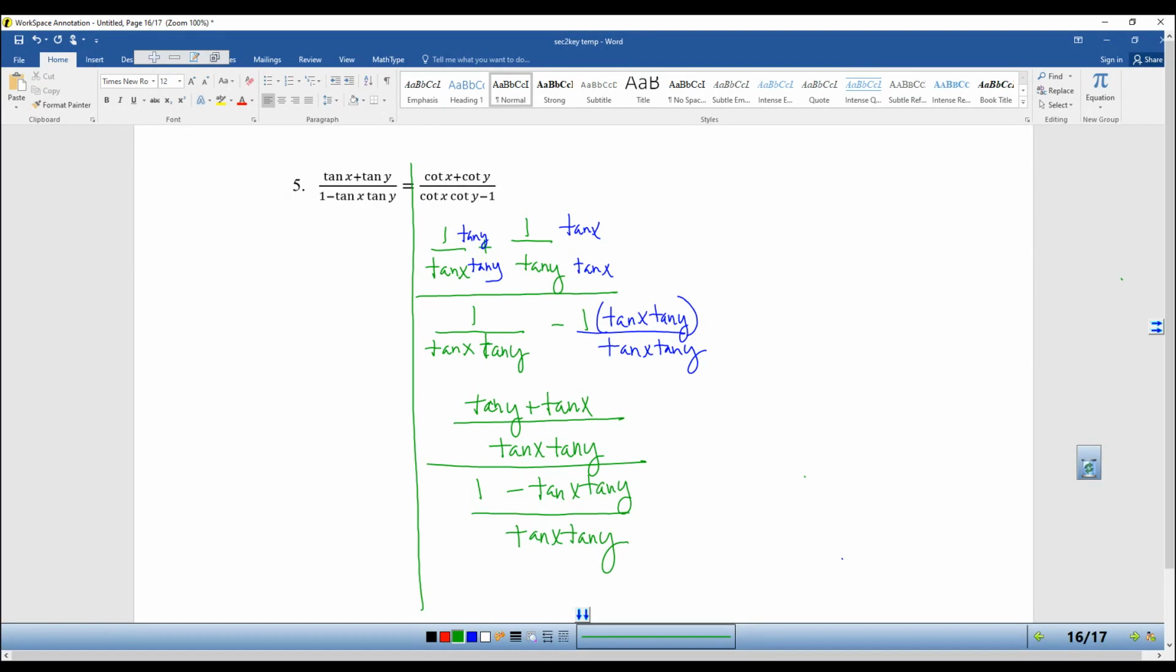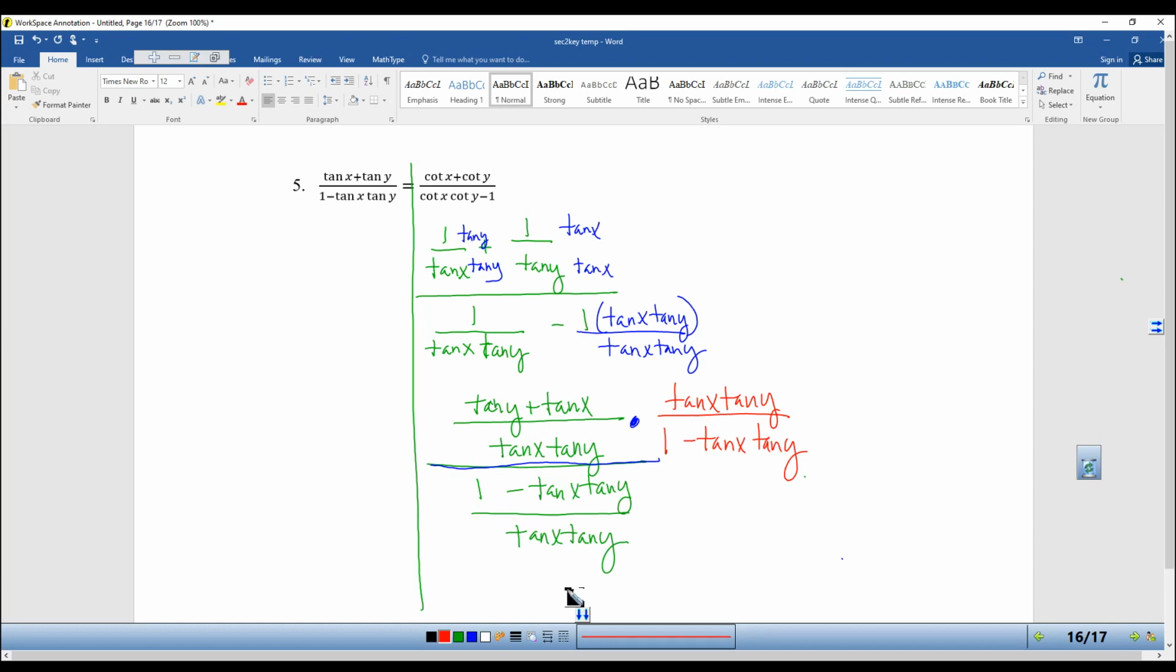So I'm giving these a common denominator. The reason I wanted to do that is because now I can keep that first one. I can change, see this division? I'm going to change that to multiplication, and I'm going to flip this one. So I'm going to flip this: tangent of x, tangent of y, over 1 minus tangent of x, tangent of y. That's how you deal with a complex fraction.